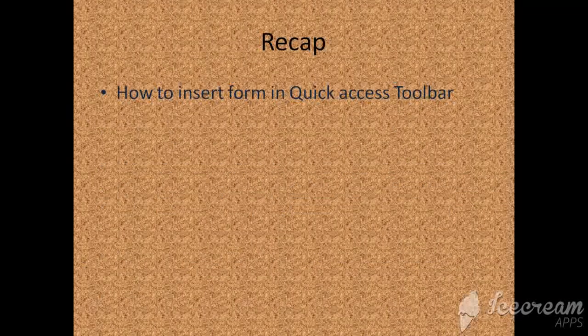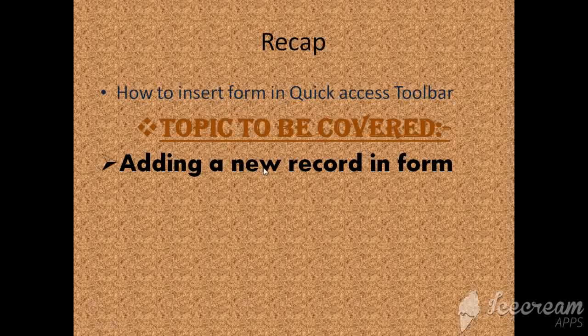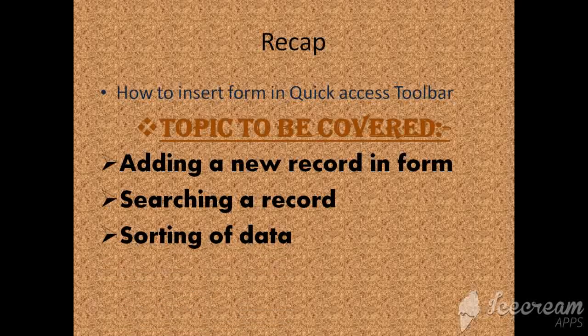In the previous video, part 1, I told you how to insert a form in the quick access toolbar. Now we will be using this form for various things. Today we will cover adding a new record in the form, searching a particular record, and sorting of data, right? Sorting is what?